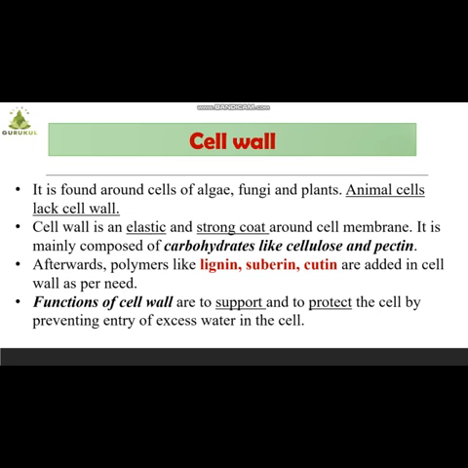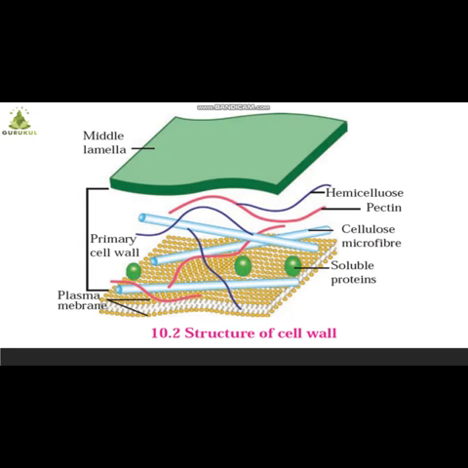Let us see the structure of the cell wall. This is very much the same figure which is present in the textbook. If you see the cell wall in detail, we have the plasma membrane, and above the plasma membrane, can you see the cell wall? The primary cell wall. We have certain soluble proteins present inside. We have cellulose microfibers. As I said, it is made up of carbohydrates. So cellulose, pectin, hemicellulose and middle lamellae are all parts of the cell wall.